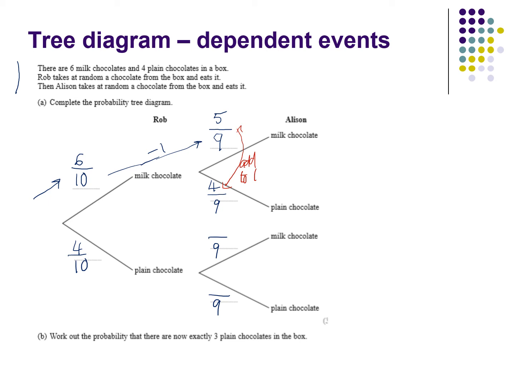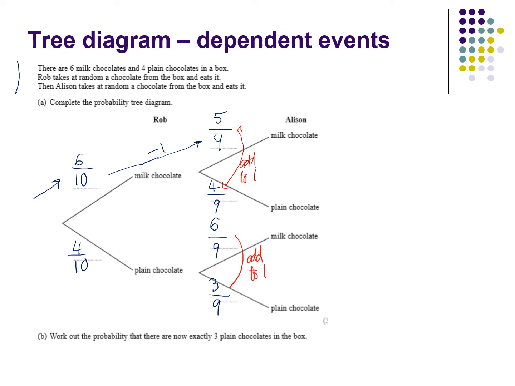Okay, let's go down to the second branches there then. They're going to be different probabilities because for these second branches, Rob has eaten a plain chocolate. So how many milk chocolates are left? Well, there's still 6 because he hasn't eaten any of those. Okay, how many plain chocolates left? Well, he's eaten one of them, so there's going to be 3. Again, do that double check that they add to 1.